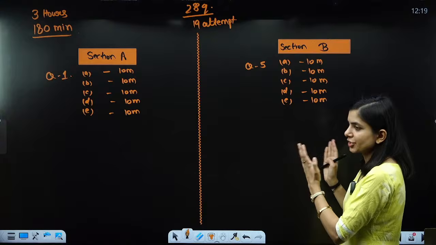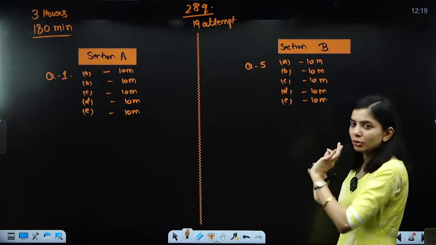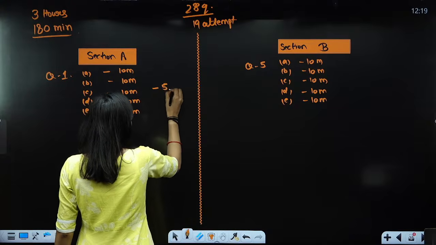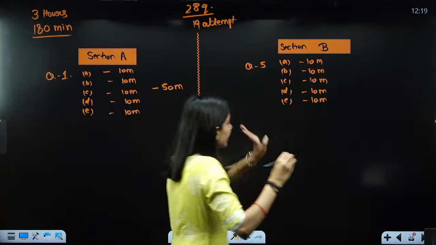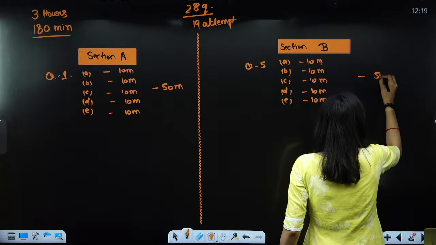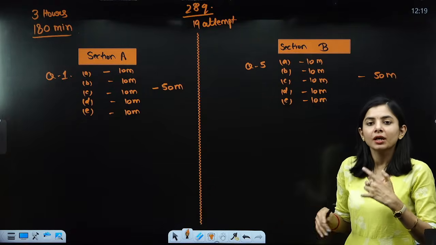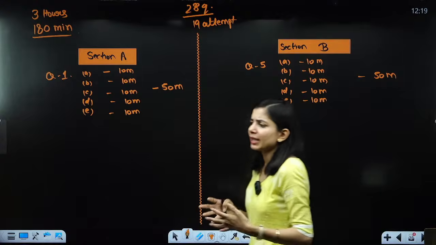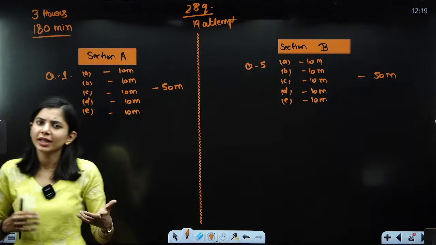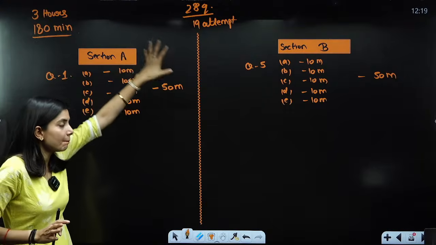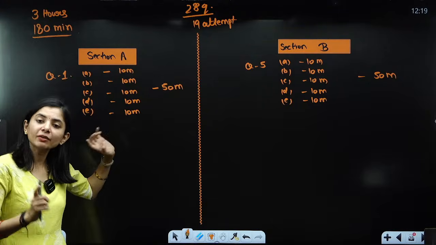This is section A and section B. There is no such choice: 50 marks are compulsory, and 50 marks again compulsory. I am not going to prepare tests in this format. If I would be taking a full length test, it is going to be in this format. This is the paper pattern for the mains.